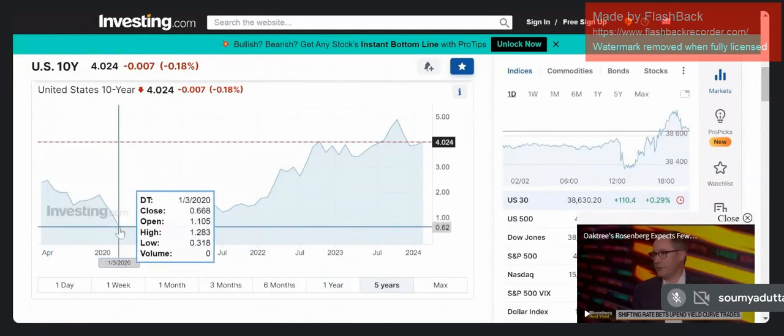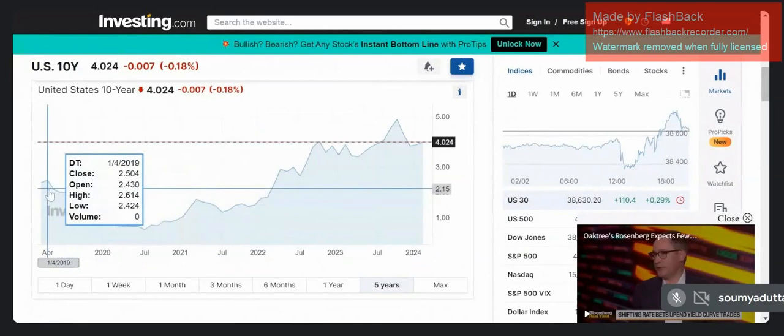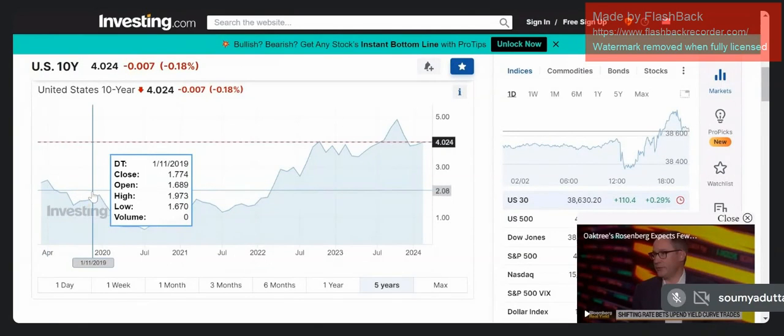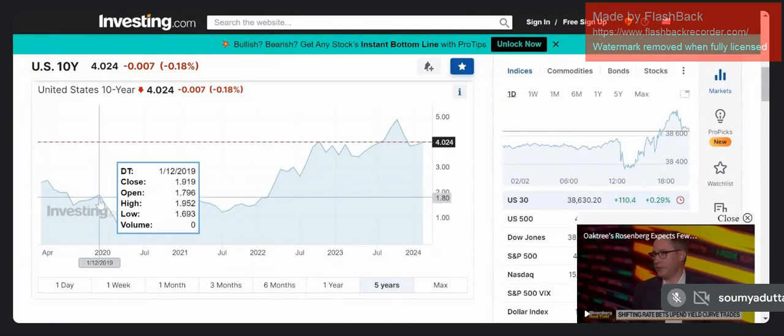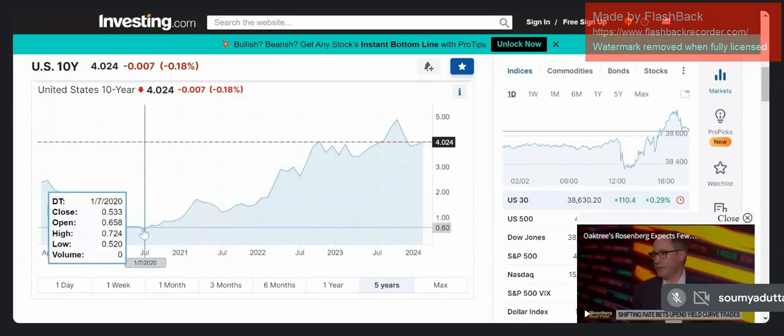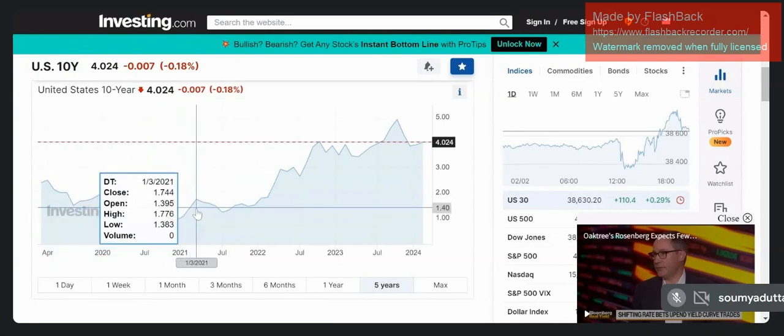See here, this is your bond yields before the Corona. It was at 2.5 something. Here it is 2019, December, 1.9. Then after Corona, in a few months, it was reduced to somewhere around 0.5. So that time the markets rallied.